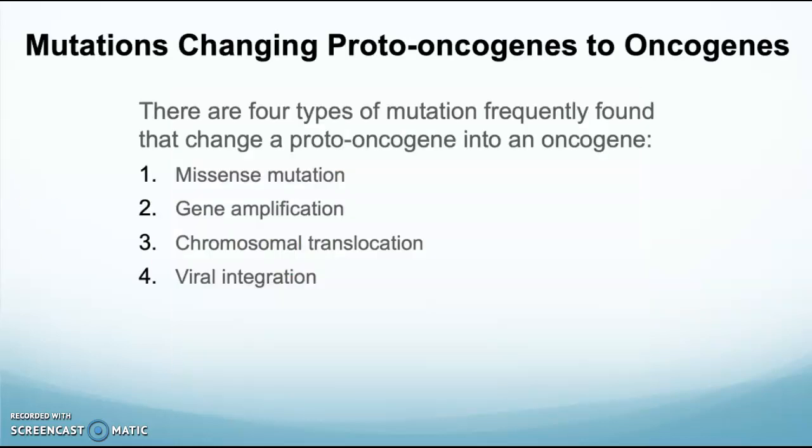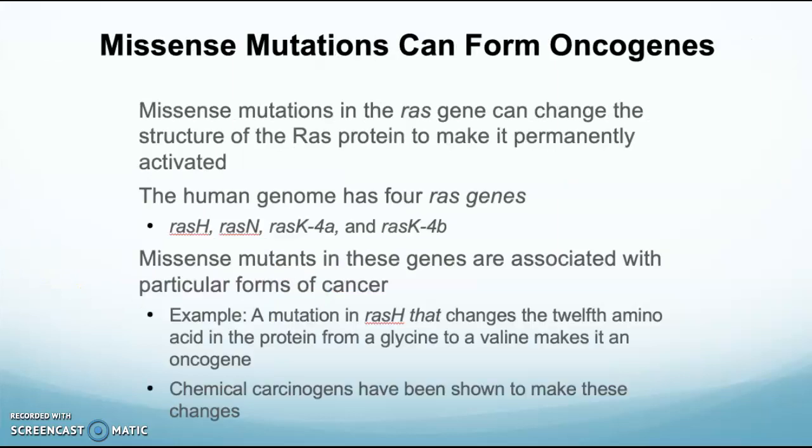So that's one of the ways, and in this case we saw it as a missense mutation, but there are 4 different mutations that we frequently see that can change a proto-oncogene into an oncogene. I just showed a missense mutation. We could also get gene amplification, which I'll show in a minute. We could get chromosomal translocation, meaning that part of a chromosome is translocated and it can upregulate that particular gene. And we can get viral integration, which can disrupt the proto-oncogene and turn it into an oncogene. So I'm going to go through each of these.